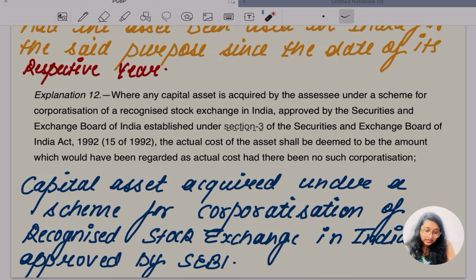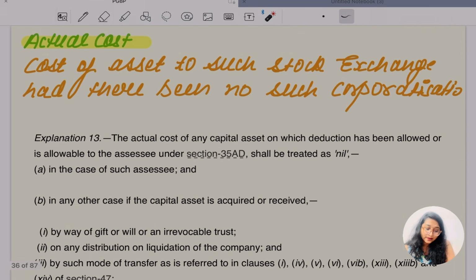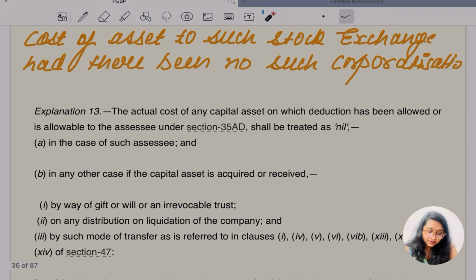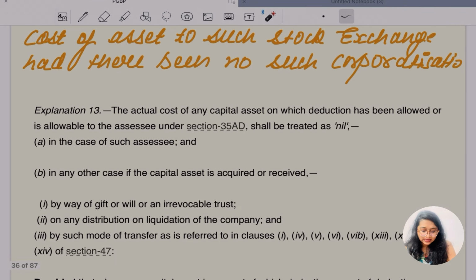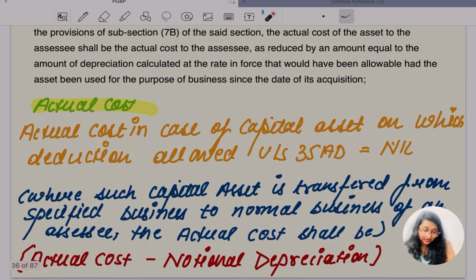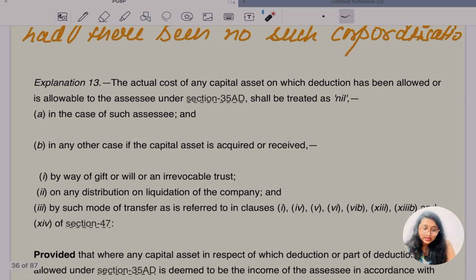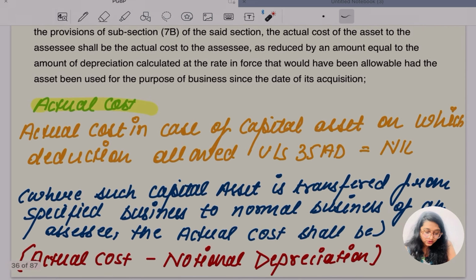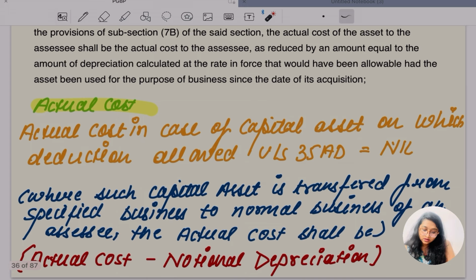Capital asset acquired under a scheme for corporatization of recognized stock exchange in India approved by the SEBI. Cost of asset to such stock exchange had there been no such corporatization would be included, ठीक है. Okay. Let's go for this part now. Actual cost, this is going to be the explanation 13. Okay guys. Actual cost in case of capital asset on which deduction is allowed under section 35AD, simple है भैया, nil ले लेंगे. We know this, ठीक है.